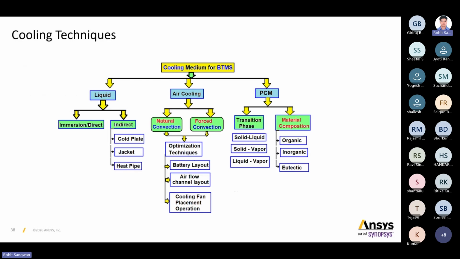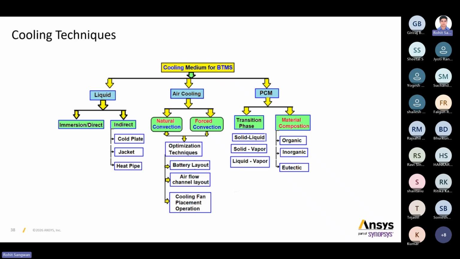Before proceeding further, we should know the cooling technology. I think most engineers, research scholars, and students are familiar with the techniques we have in battery cooling. So we have liquid cooling and air cooling. In liquid, we have direct cooling and indirect cooling. Direct means the components are placed directly inside the coolant, like I'm putting the batteries in and they are immersed inside the liquid. That is immersion cooling.